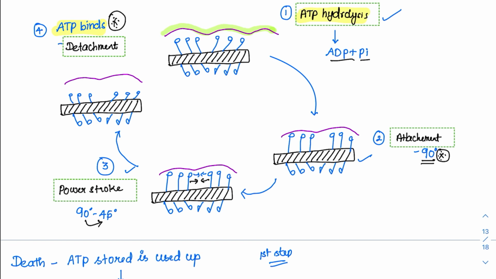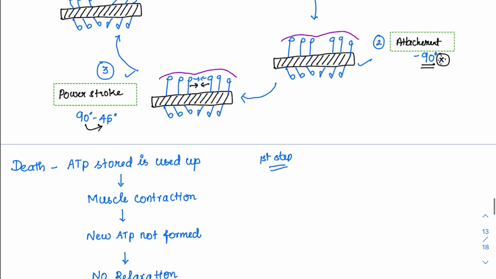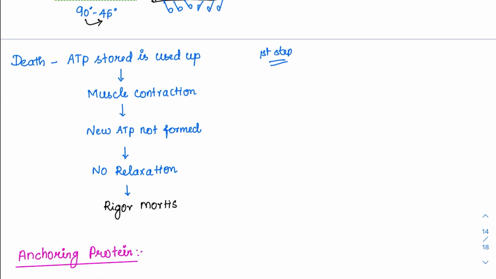If there is no new ATP generation, which step will not happen? The fourth step, or the detachment, is not going to happen. If detachment is not going to happen, the muscle will go for a severe contraction and there is no relaxation. This state is called rigor mortis. So it can be asked in the questions what is not happening: here ATP is not available and the detachment process is not happening in the muscle contraction theory.